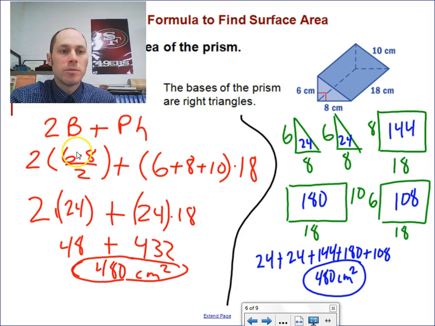Applying the formula, 2 times the area of the base. Well, the base is this triangle, so 6 times 8 divided by 2.